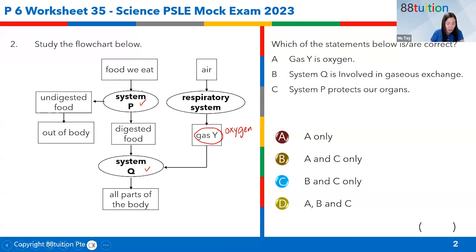How about system P? System P is related to the food that we eat. So what is system P? Very good, this is the digestive system. Very fast, all of you. And what is system Q? What do you think is system Q? Both the digested food as well as oxygen will go into system Q. Circulatory system. Must take note. So the answer here is only A.